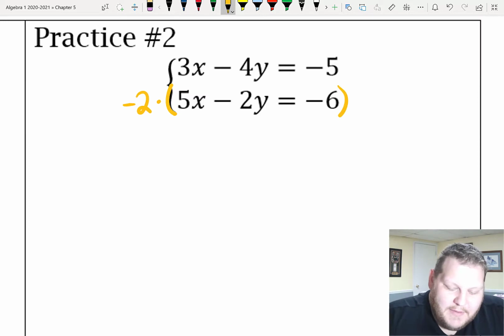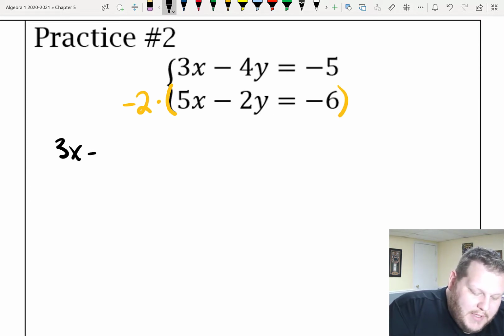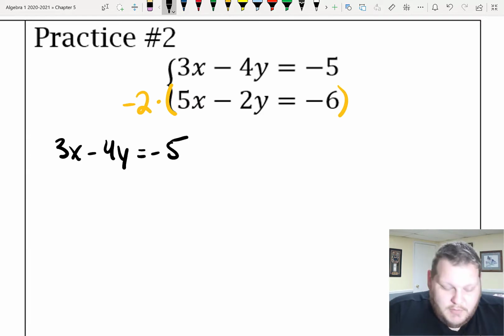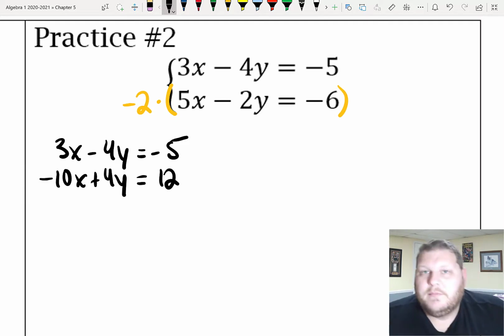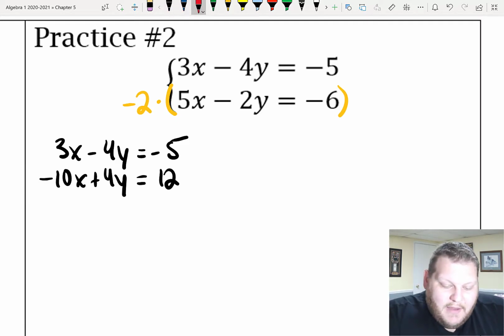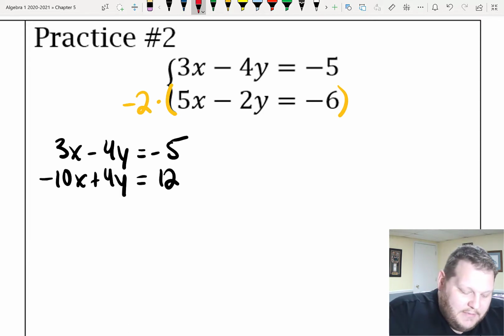So when I multiply that bottom equation in my system here, my new system becomes, I'm just going to rewrite the whole thing, 3x minus 4y equals negative 5. My bottom equation becomes negative 10x plus 4y equals positive 12. So now that I have that first step done, I have my coefficients for y that match up. One's positive and one's negative. So now I can go ahead and just add up going down.